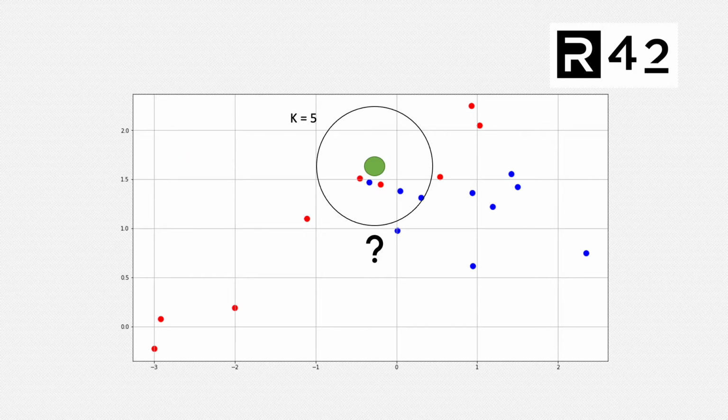So let's do k equals 5. We notice the circle here now has 5 elements, and the two nearest neighbours are red and 3 are blue. What should we label this? We should label it as blue. So k can dramatically affect predictions, and in general, the bigger the k is, the more stable the predictions are.